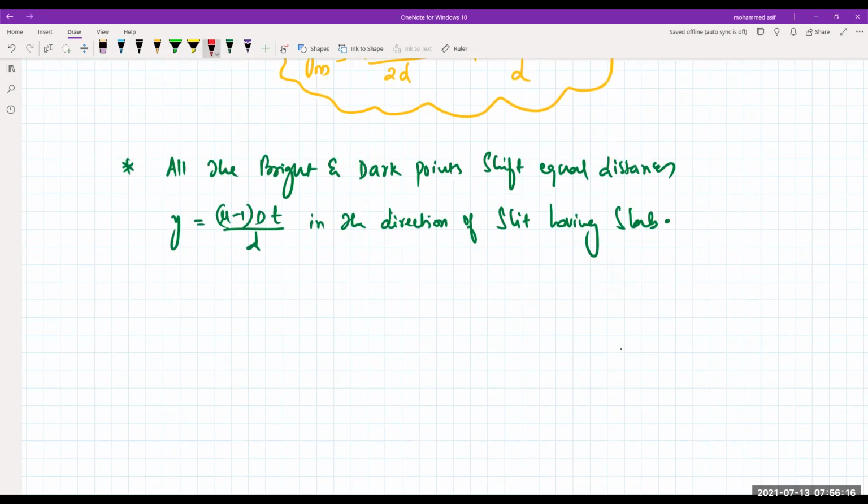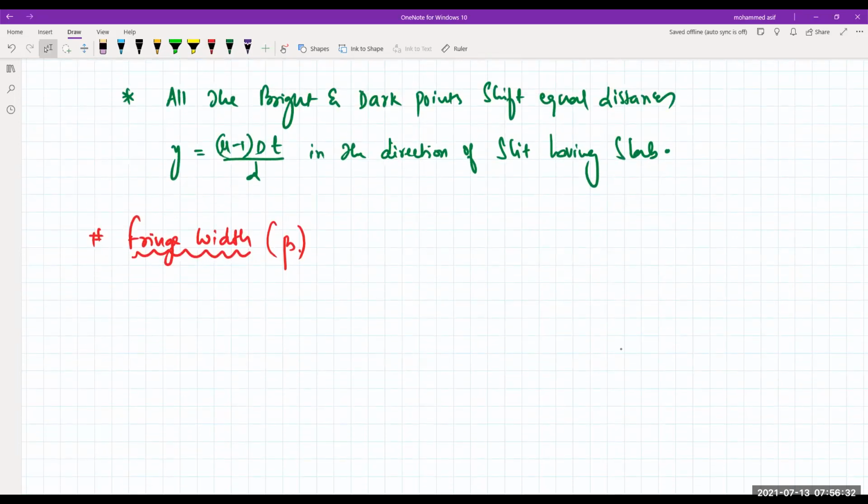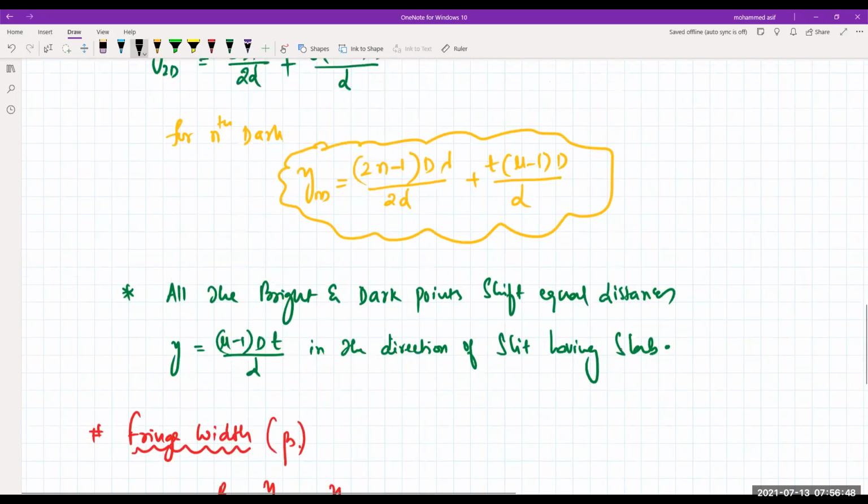So let us try to calculate the fringe width for this one. When the slab is introduced, what will be the fringe width? Will it change or will it remain the same? Fringe width is represented by beta. Whether you take it with respect to the dark or the bright, it will be one and the same calculation. So fringe width beta is equal to the position of the second bright minus the first bright.